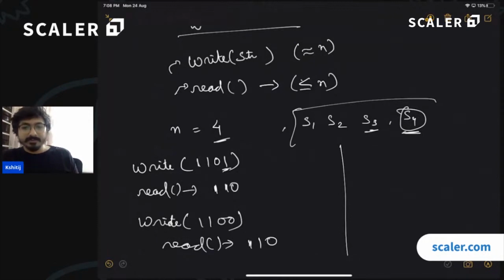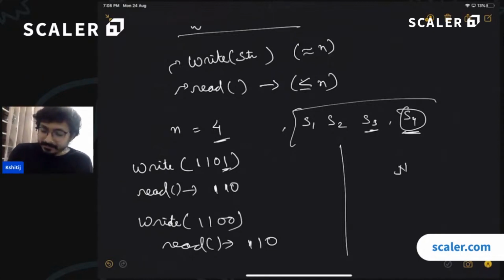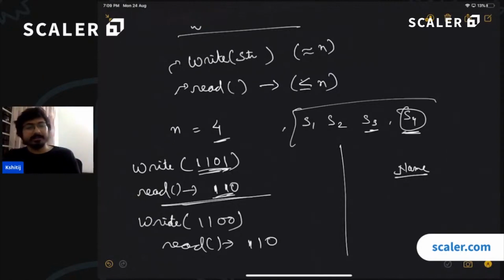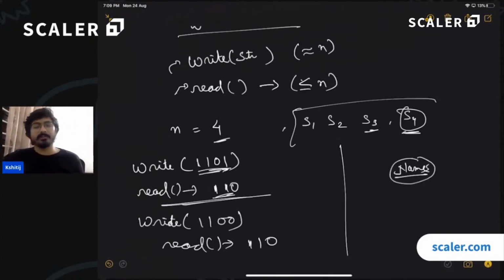We need to return the number of faulty slaves or names? No, you have to return the names, because the number is definitely clear in the first call itself. You can just subtract the length of the output from the length of the input. So the number is clear in the first call. You have to return the names of all the faulty slaves.